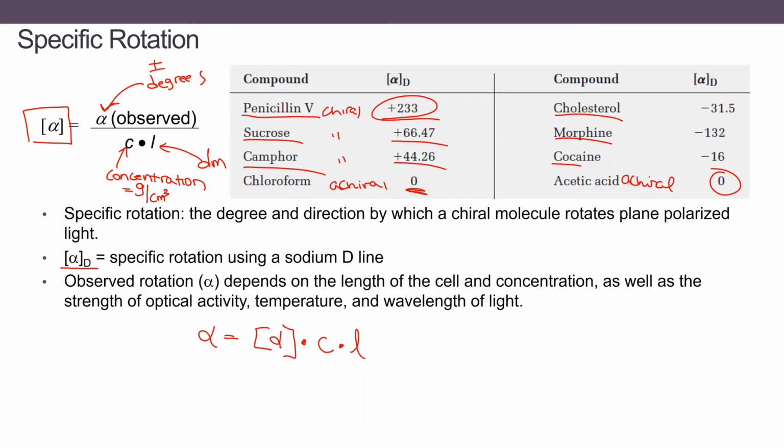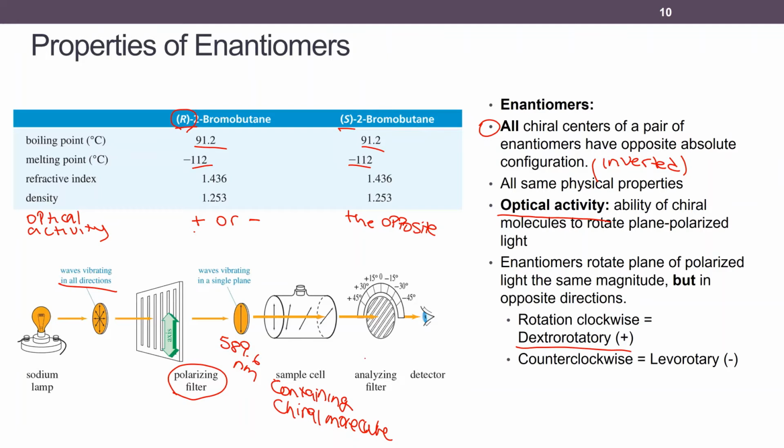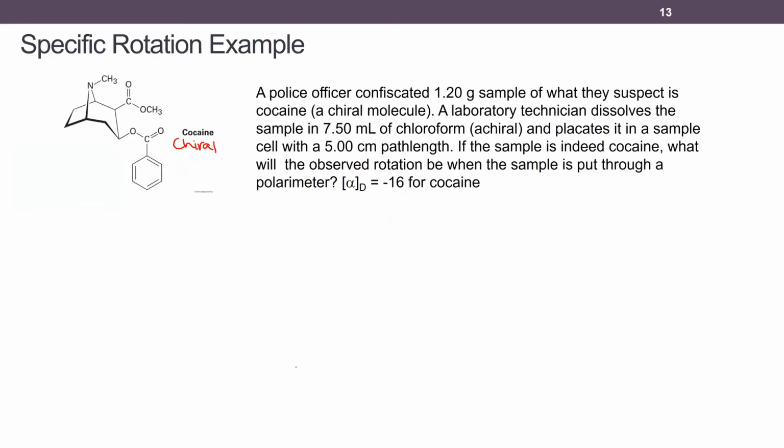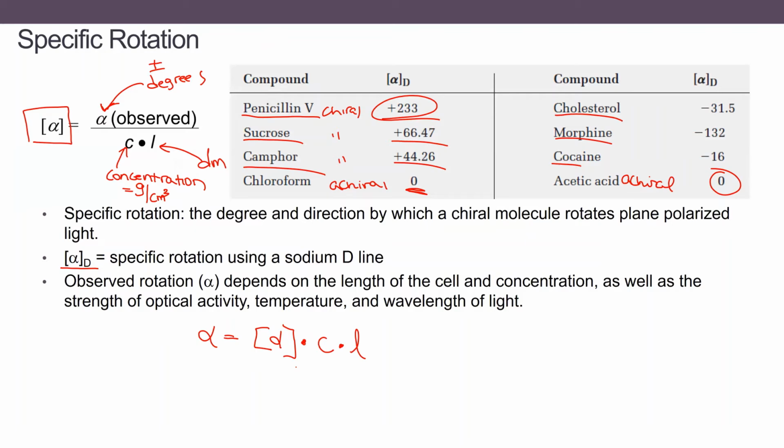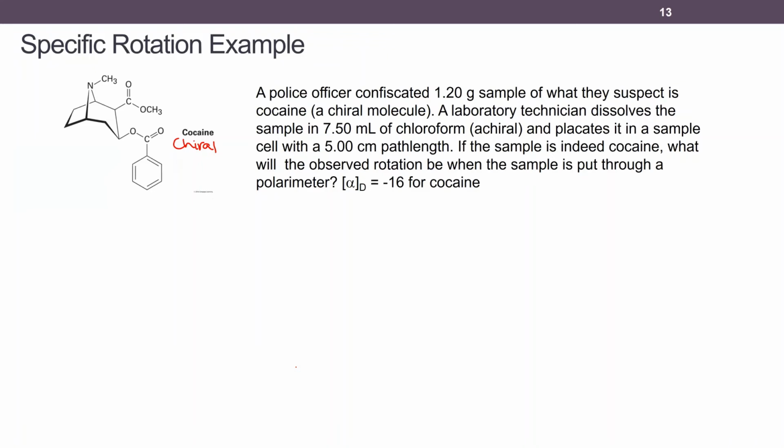Okay, so actually let me go back to the picture and show you what I mean by path length. Path length would literally mean this distance here. And that sample cell is holding the solution of that specific concentration C that we're referring to. So the amount of molecules in the way of the light matters. Okay, so all I've done is just rearrange this equation. Now let's go back to that cocaine example. A police officer confiscates a 1.20 gram sample of what they suspect is cocaine, which is a chiral molecule. A laboratory technician dissolves the sample in 7.50 mL of chloroform, which is achiral, so it doesn't interfere, and places it in a sample cell that's 5.00 centimeters path length. If the sample is indeed cocaine, what will be the observed rotation?